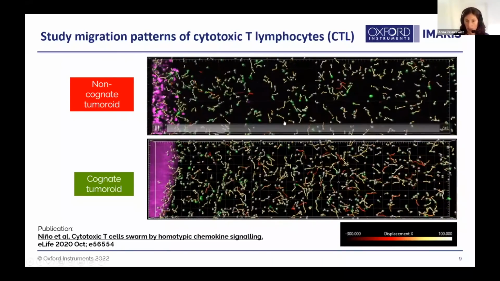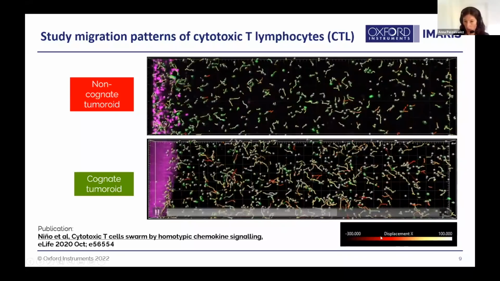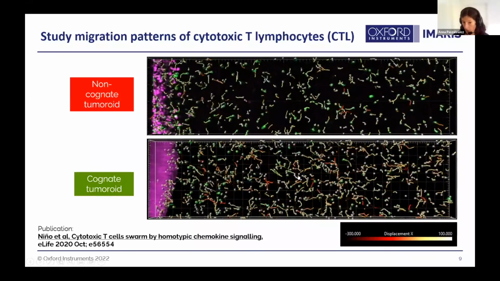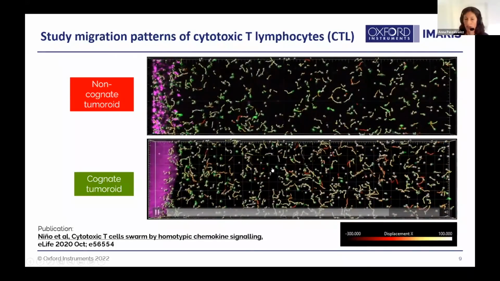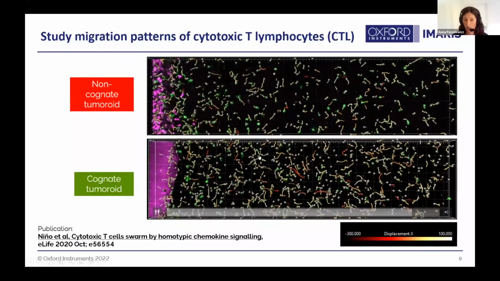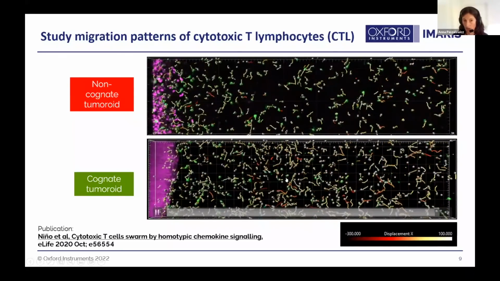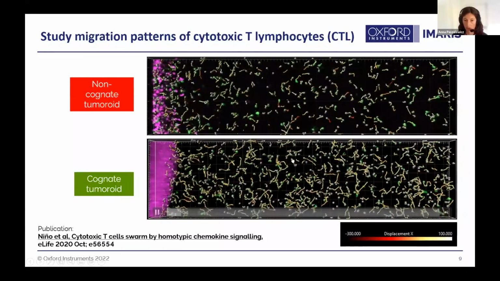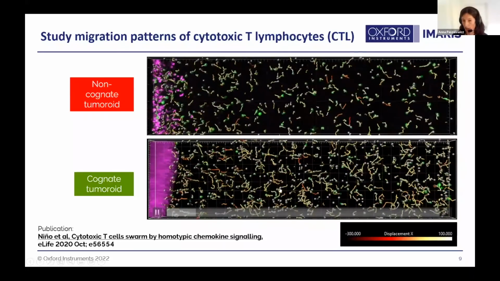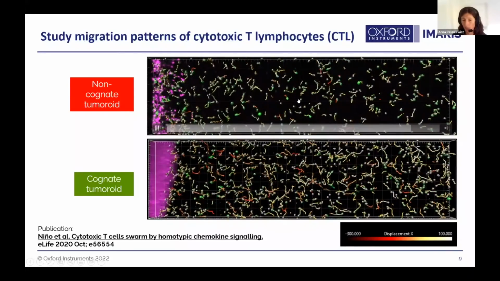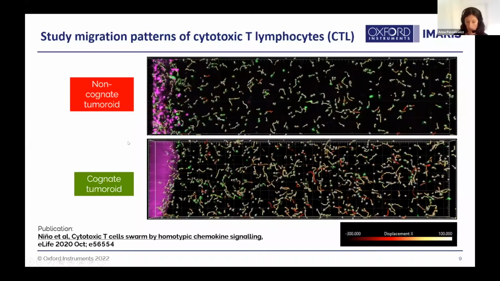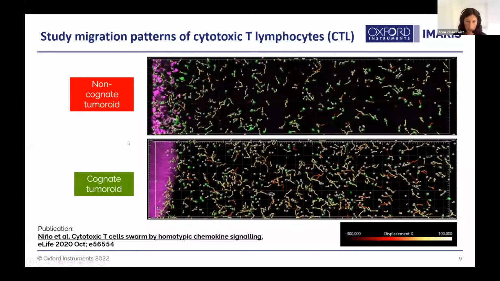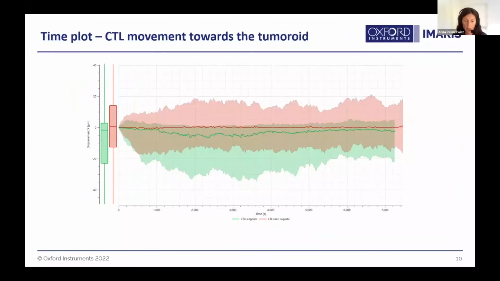So already by now, if you know the color coding for the tails, so for the tracks, you can already say, okay, there is a little bit more movement towards the cognate tumoroid than the non-cognate tumoroid. So here the tails are a little bit more red than on the top panel. So this is a very important observation, but one would like to have this observation also represented on the plot.